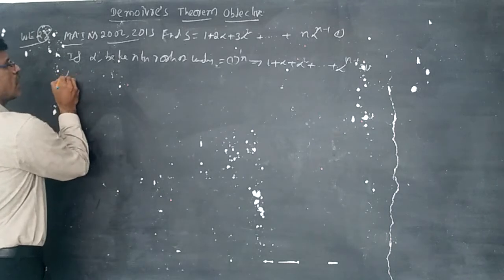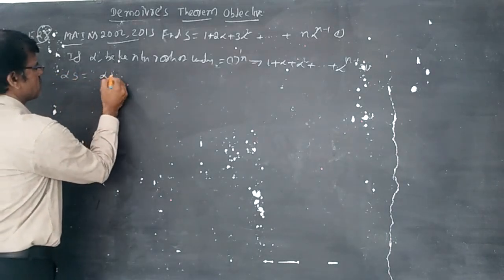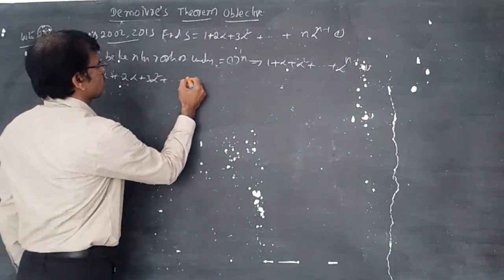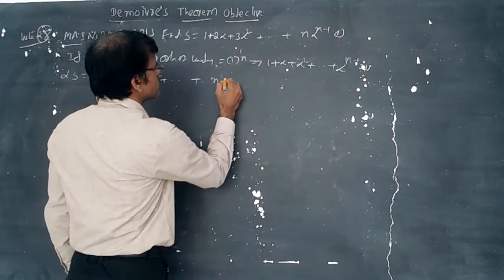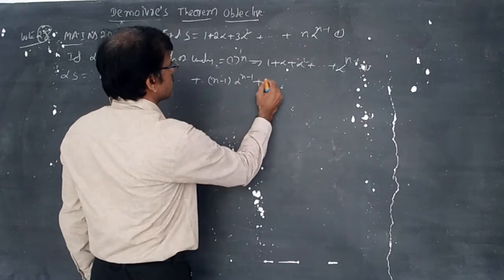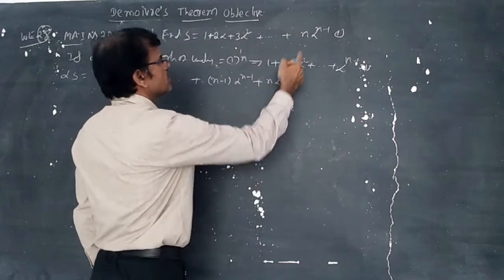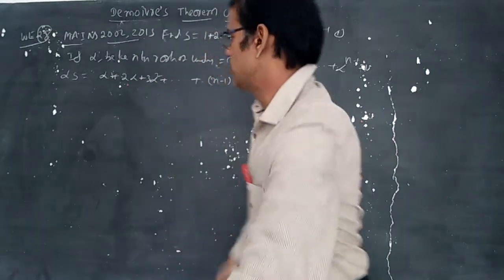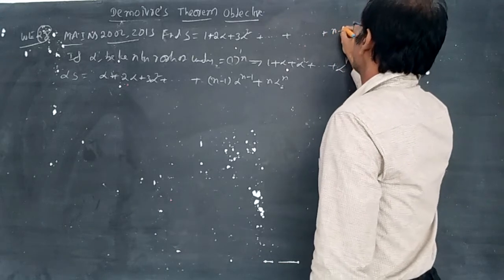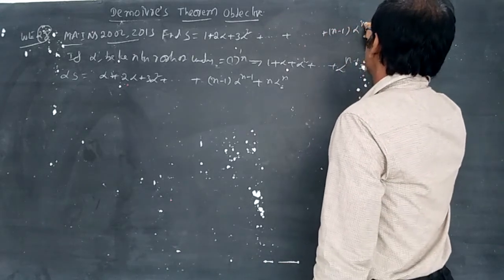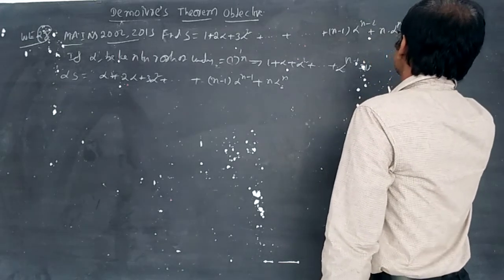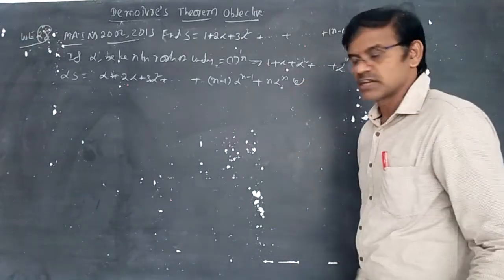Now multiply alpha with S: alpha plus 2 alpha square plus 3 alpha cube plus so on until the last but one term, n minus 1 into alpha power n minus 1, plus n into alpha power n. Here also n minus 1 terms will be there. Here I am writing plus so on, n minus 1 into alpha power n minus 1, plus n into alpha power n. This is the first equation and this is the second equation.